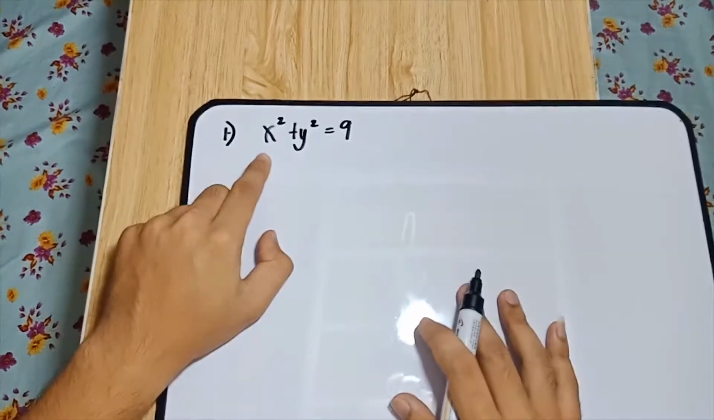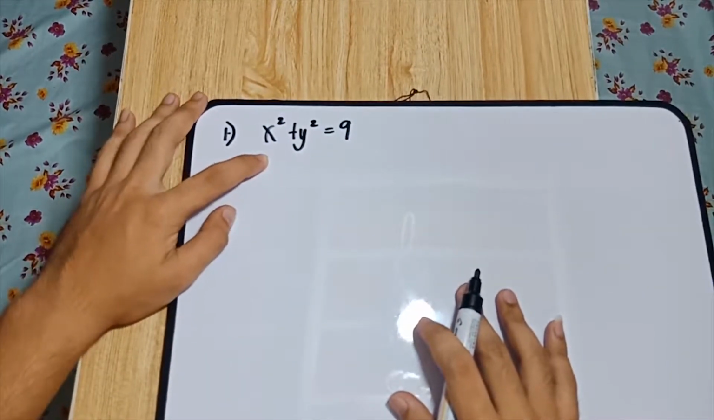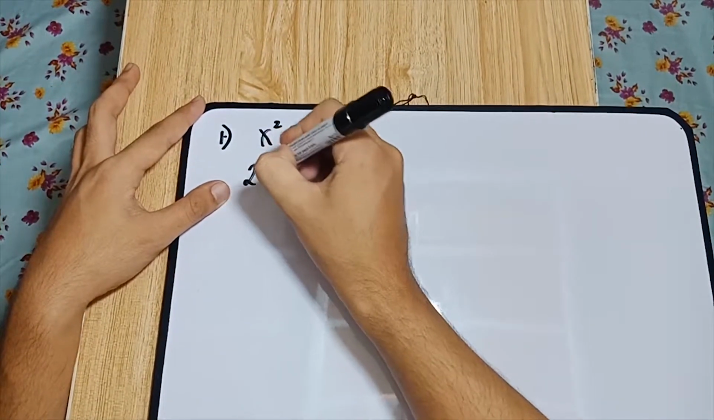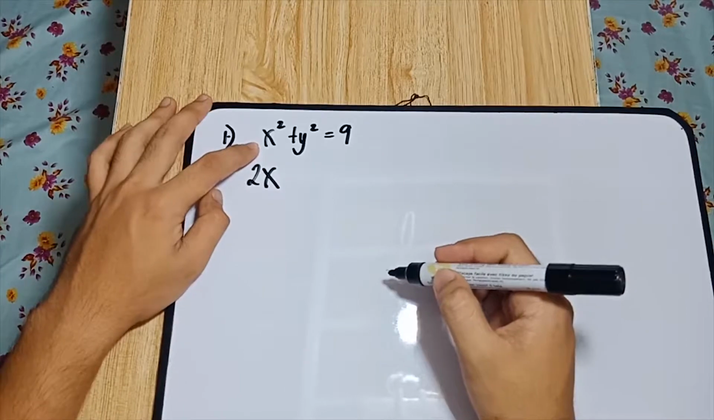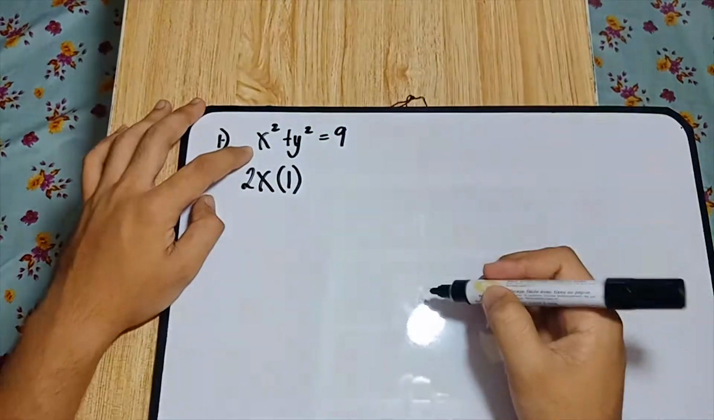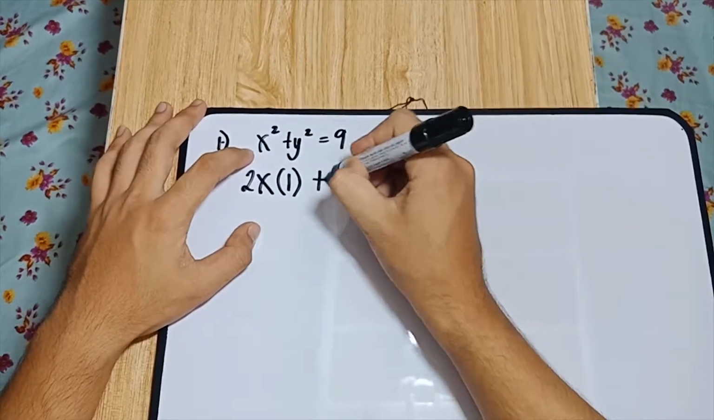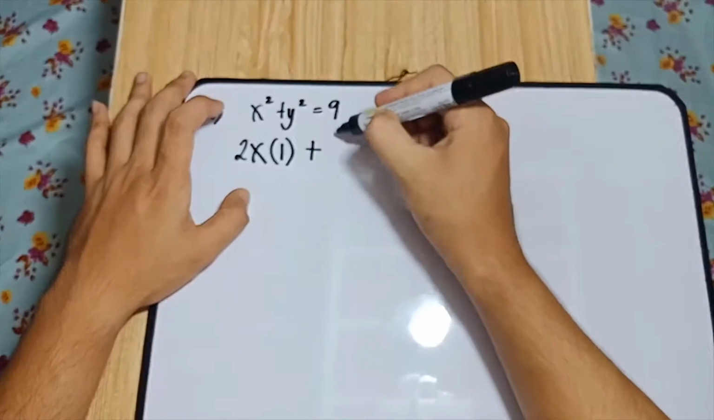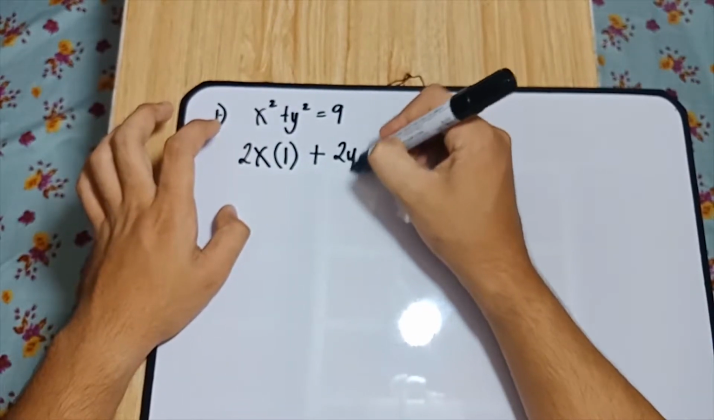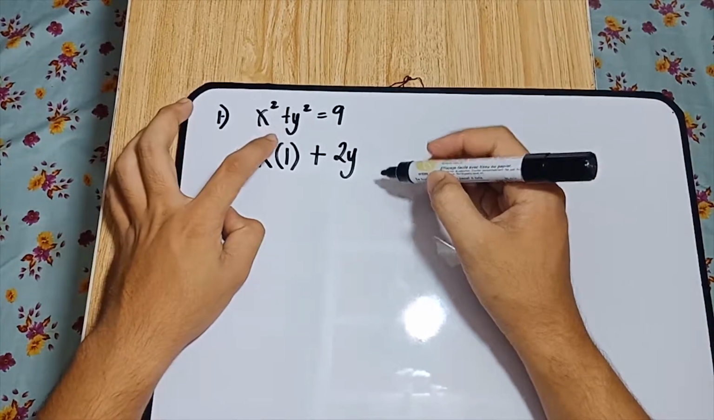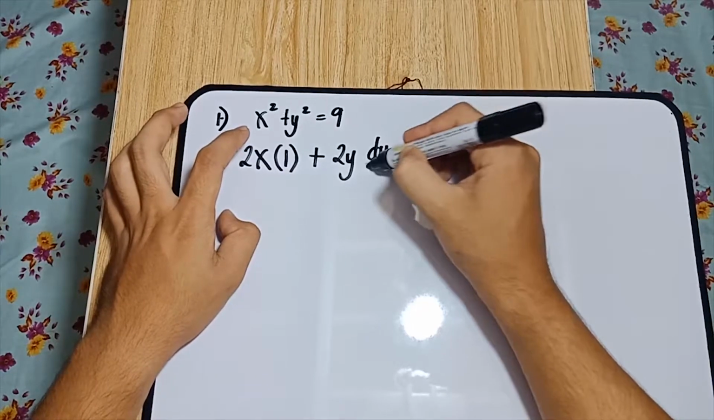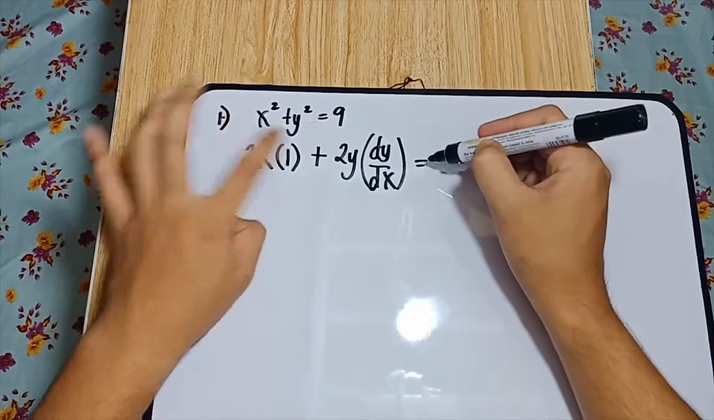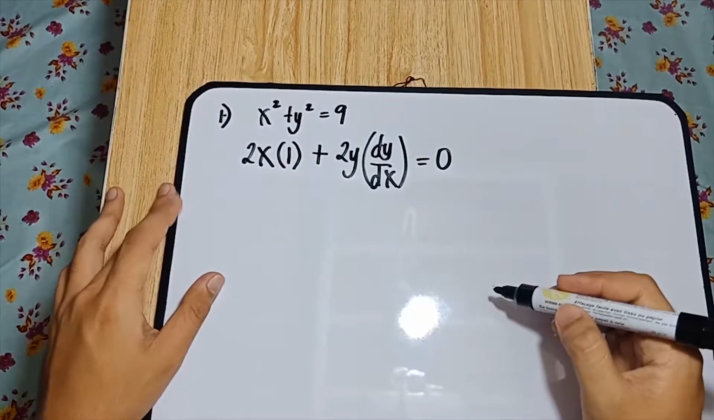So yun na nga. Let us now differentiate. So the derivative of x squared is, let us use the power rule. So that will be 2x multiplied by the derivative of x, which is 1. Right? Plus the derivative of y squared. So again, use the power rule. That will be 2y, 2 multiplied by y, multiplied by the derivative of y, which is dy over dx, equals the derivative of constant is 0.